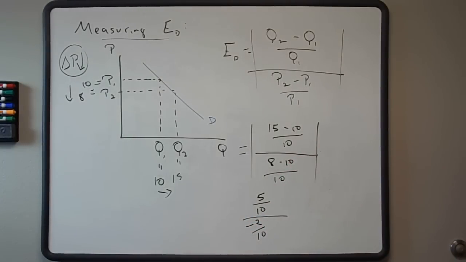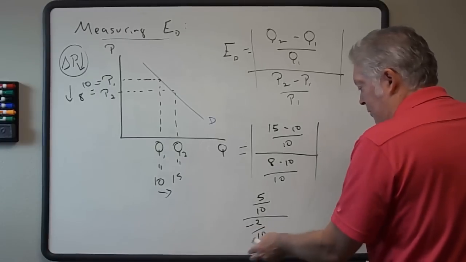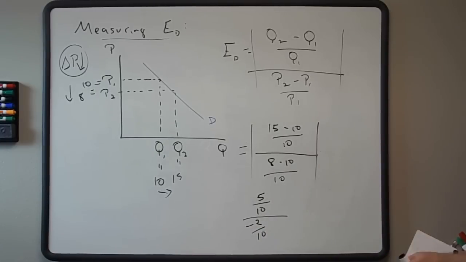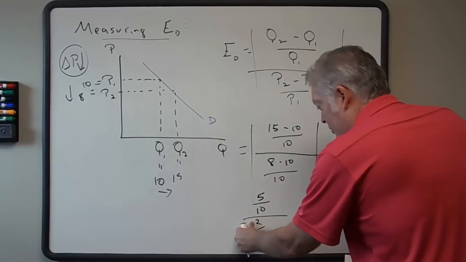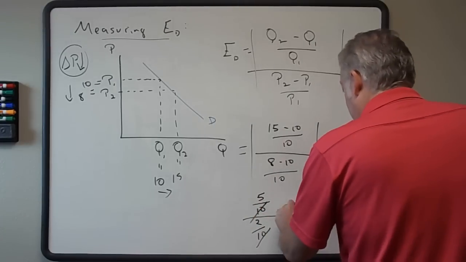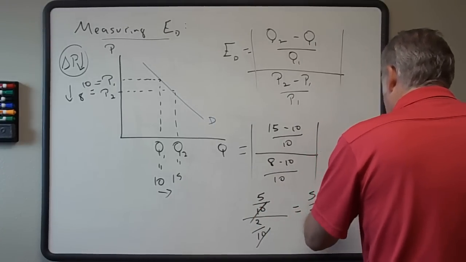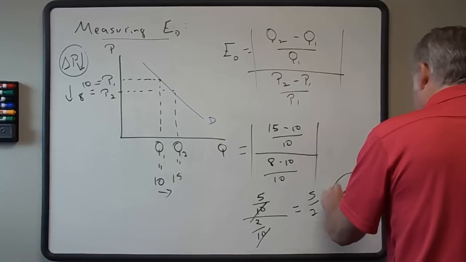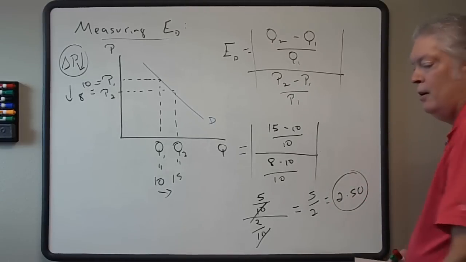And again, because we're taking the absolute value, we know we've got a positive value divided by a negative value. It's going to give us a negative value. We know that. Let's just get rid of it so we don't have to worry about that expression. And then the 10s cancel, and we get 5 over 2, or 2.50 as an elasticity measure.